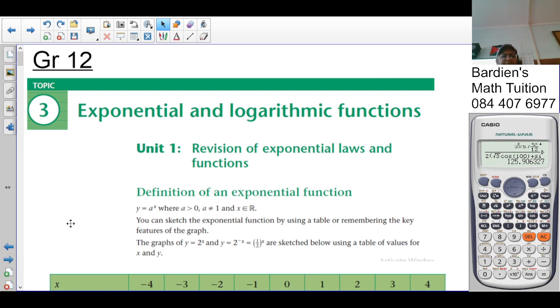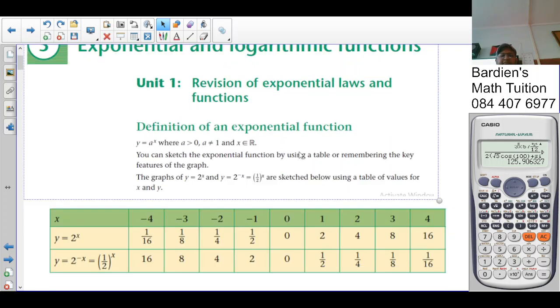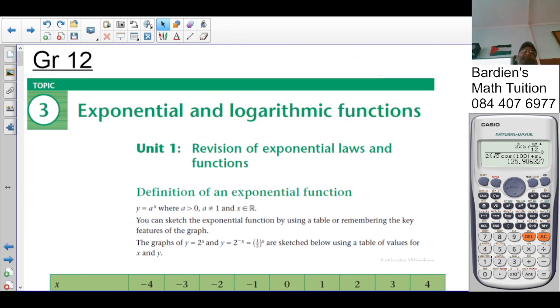As I said, we're going to wrap up chapter 2 on Friday. So please have it marked already. For Friday during our maths lesson, we're going to conclude that chapter. So now we're looking at topic 3. We are told exponential and logarithmic functions.